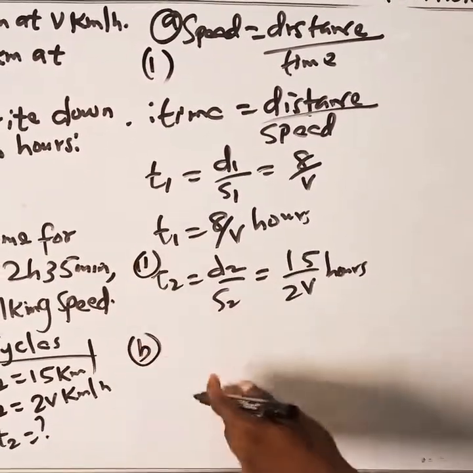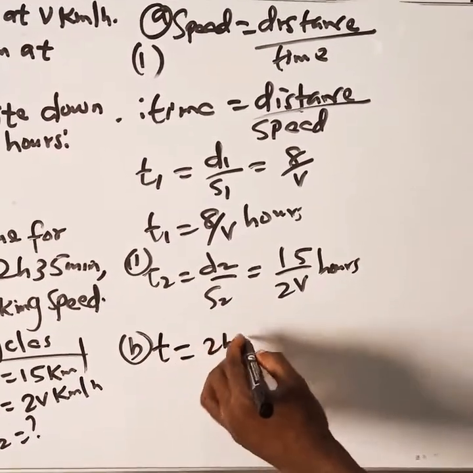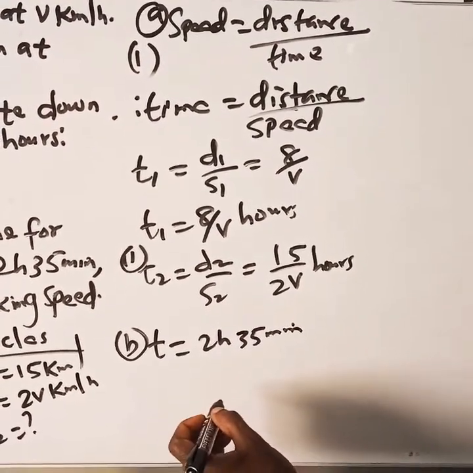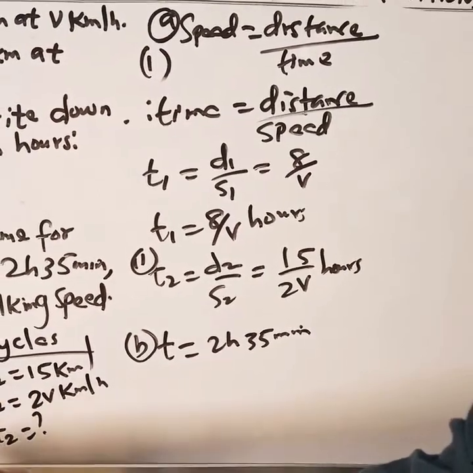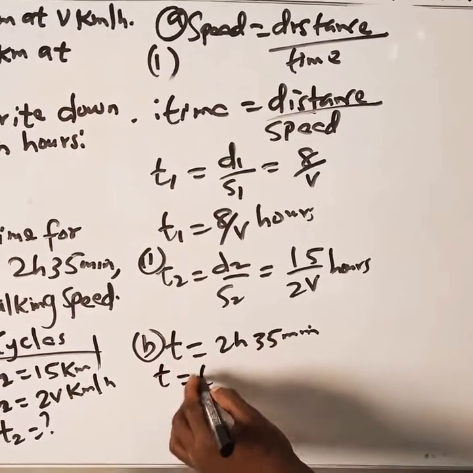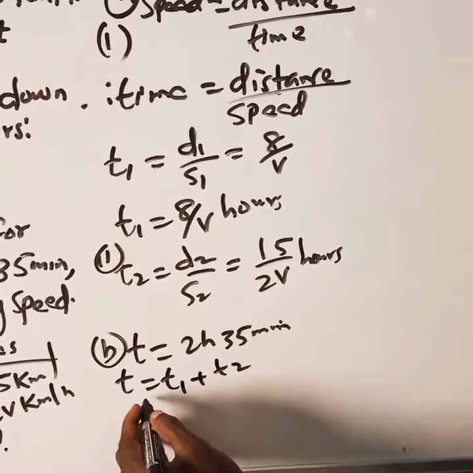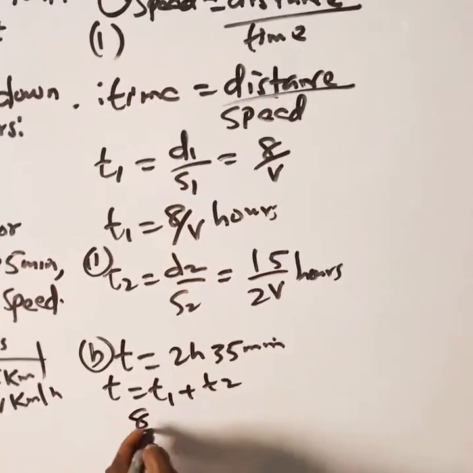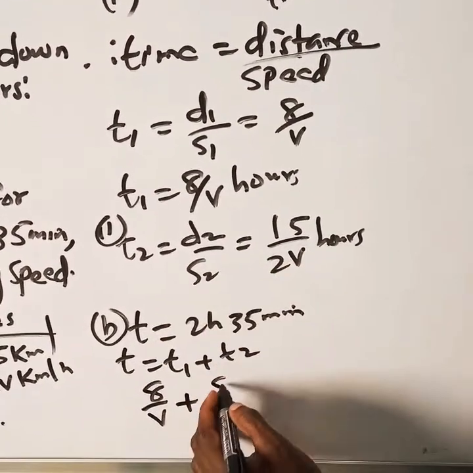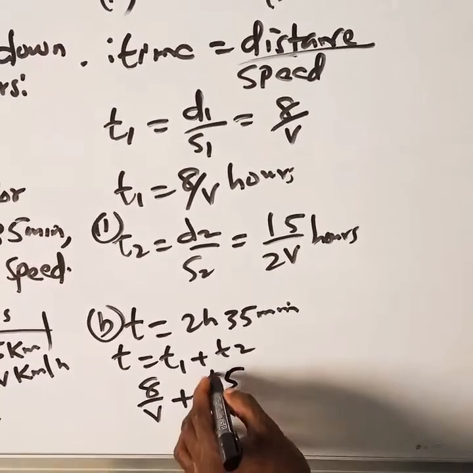Now for B, if the total time for the journey, let it be T, is 2 hours 35 minutes, find the boy's walking speed. The walking speed is S1, which is V. So that's what we're looking for. Now that time, T, will be T1 plus T2. So we convert this to hours. T1 is 8 over V plus T2, which is 15 over 2V.